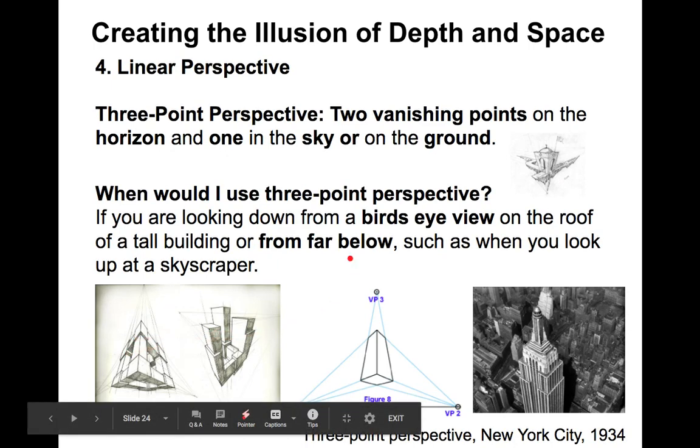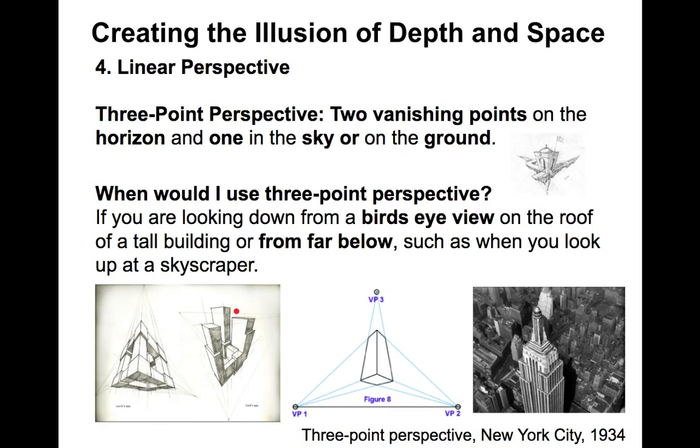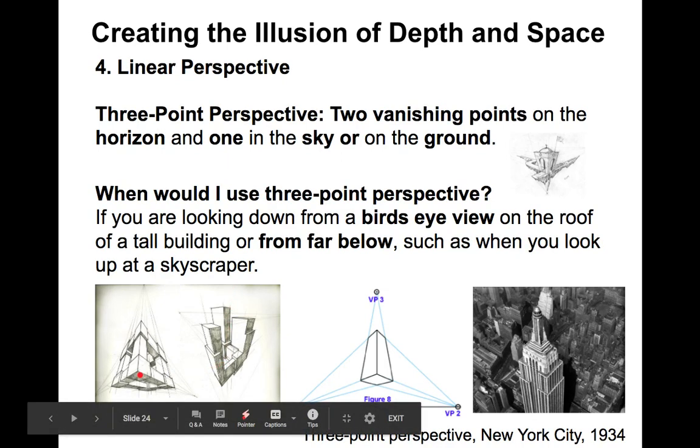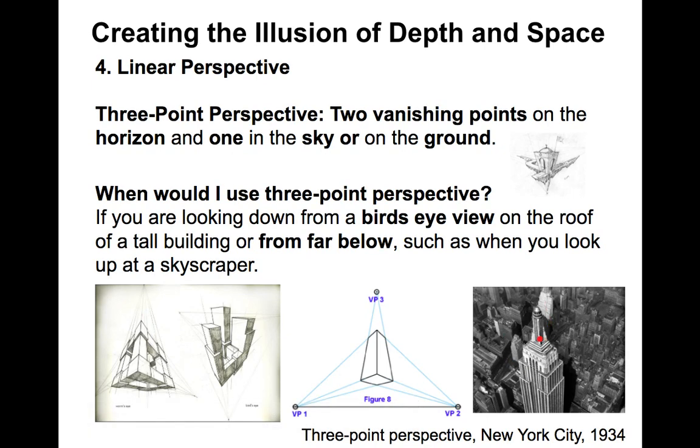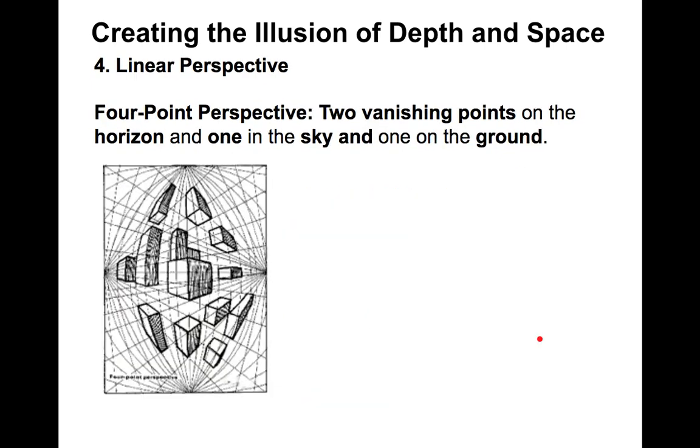And this happens when you're looking down, like flying above in a plane, or if you're a bird, bird's eye view is what it's called, from the top of skyscrapers, or if you're looking from the very bottom of a skyscraper and looking up. So here's an example of a photo from a New York City photo from 1934.